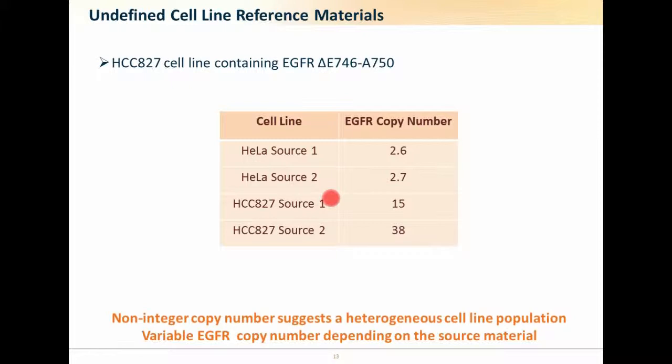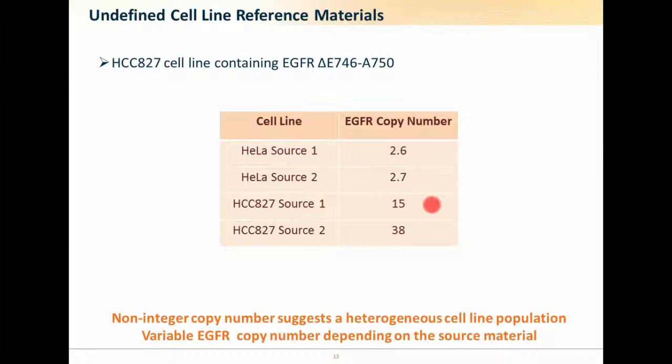When we investigated the cell lines further, we took their cell line, HCC827, which we've called source 1, and we also took the wild type that they were using, HeLa, and we did a copy number assay to see how many EGFR copies there were. I'll start with the mutant. The mutant had 14 copies of EGFR, which explains the much higher allelic frequency than expected.